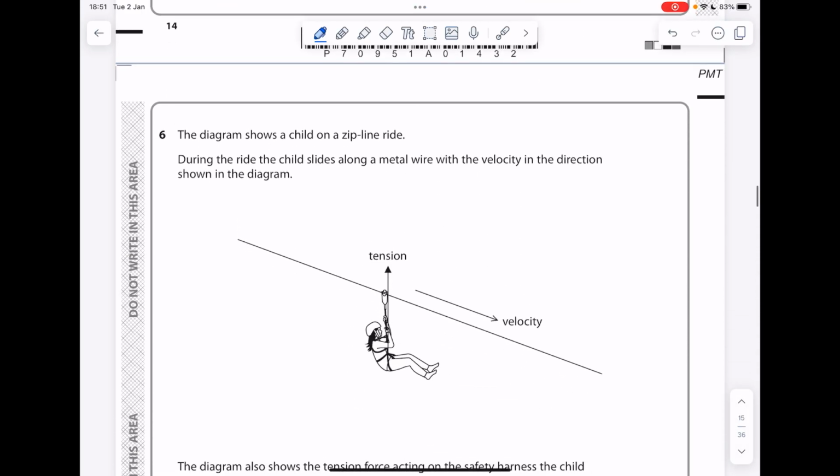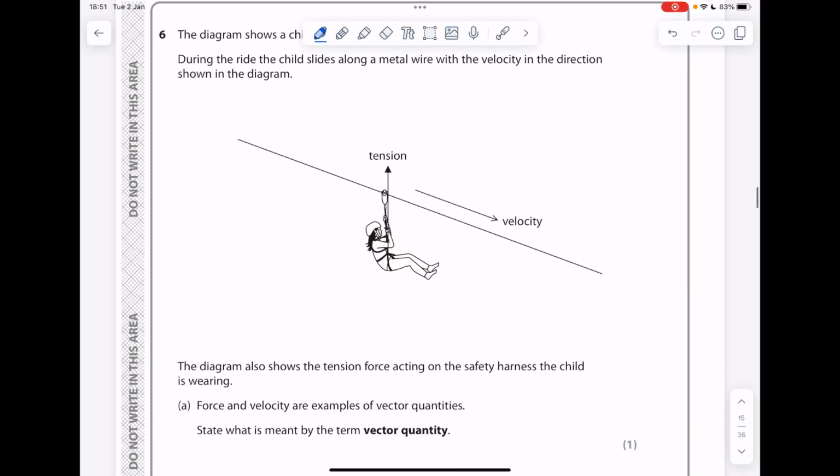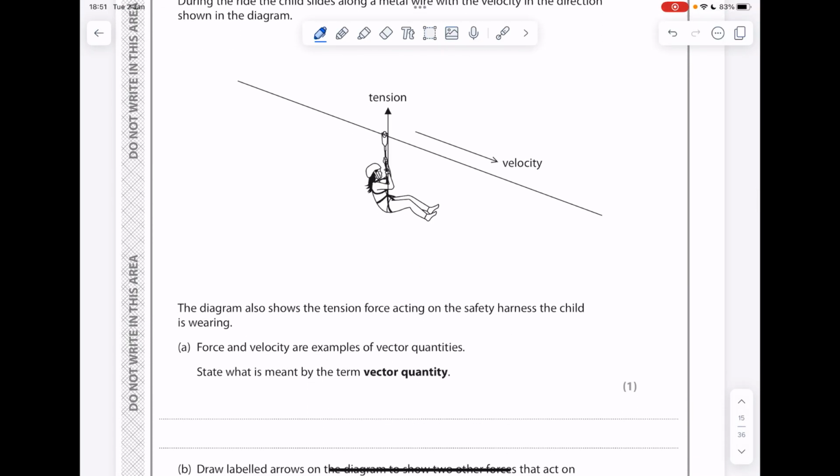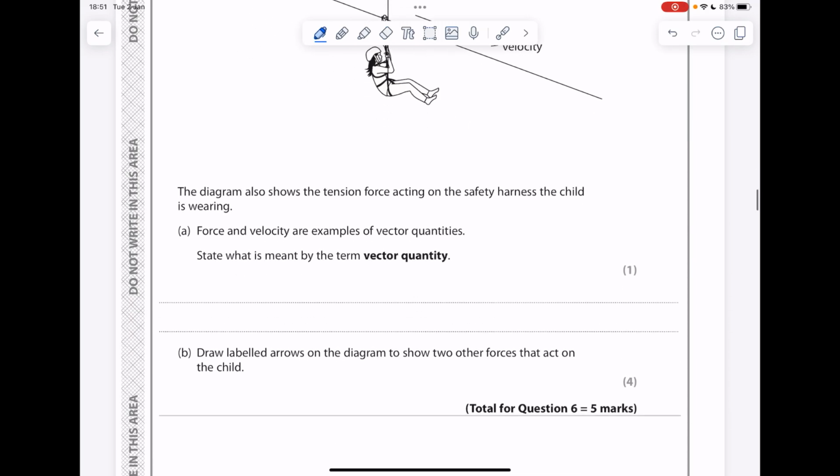The diagram shows a child on a zip line. During the ride, the child slides along a metal wire with the velocity in the direction shown. The diagram also shows the tension force acting on the safety harness. Force and velocity are examples of vector quantities. What is meant by the term vector quantity? Has both direction and magnitude.